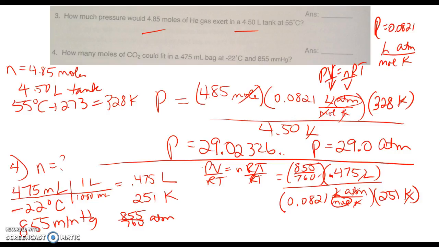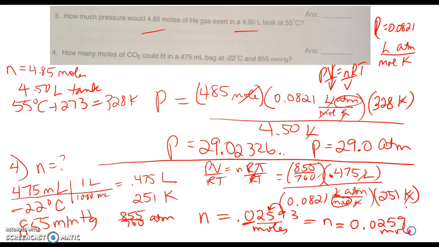And it looks like 3 sig figs. So it's going to come out in moles. I'll just give you a number and then you can decide. Something like this. So 3 sig figs, remember this one doesn't count, so wouldn't it be 0.0259 moles? Okay?